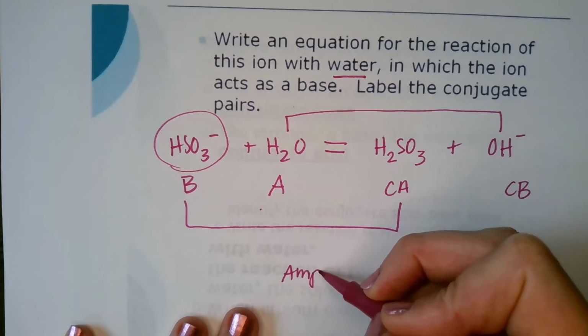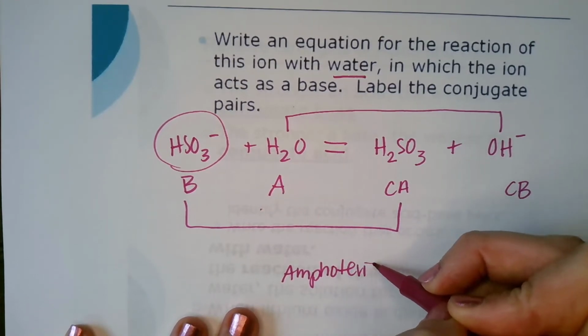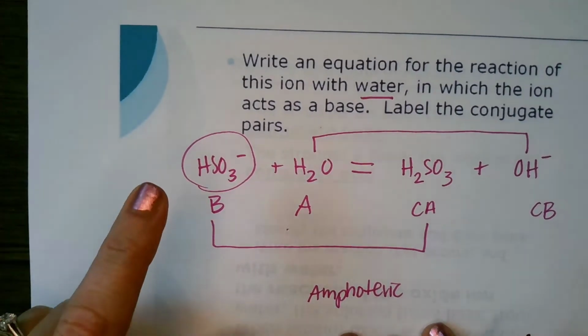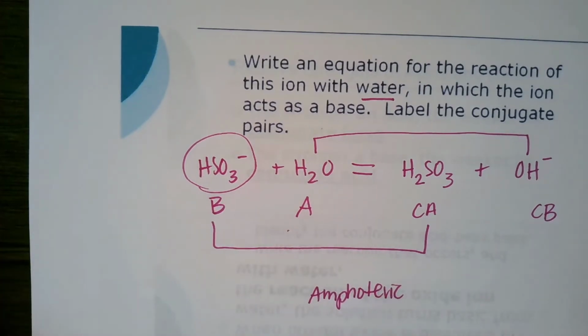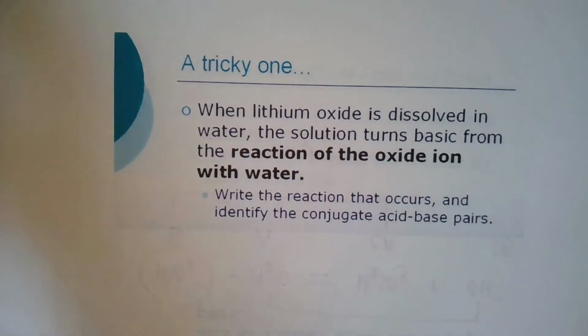And again, this is called being amphoteric, where a species can act as an acid or it can act as a base.